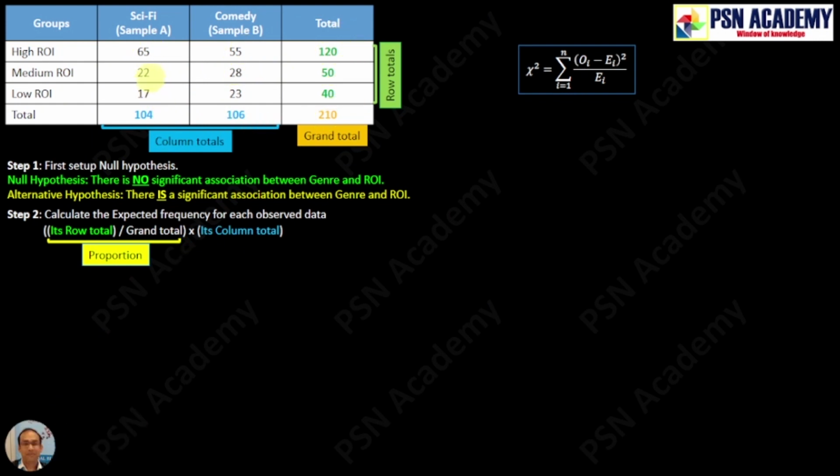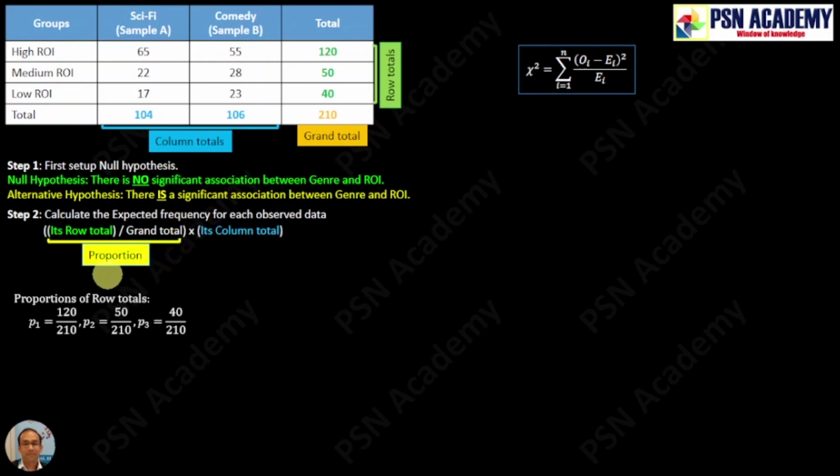Now you go by the column 1. You have total 104 movies which are sci-fi and 106 movies which are comedy. And if you add those two, then you will get 210. So if you add this side, come from this side or from this side, definitely you will get the figure 210, right? So this 210 is your grand total. This is the total number of movies you have in your sample. Clear? Next, we calculate the proportion first, then we will multiply the column total to get the expected frequency, right?